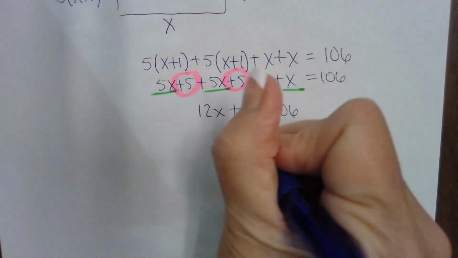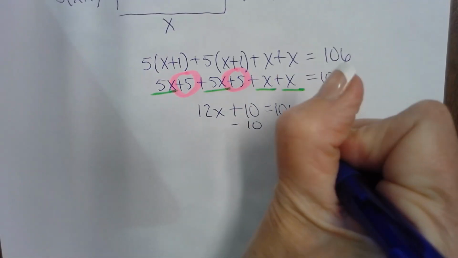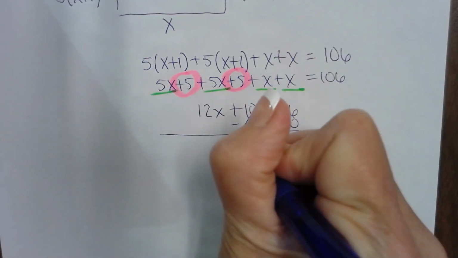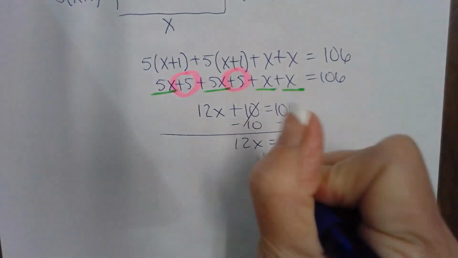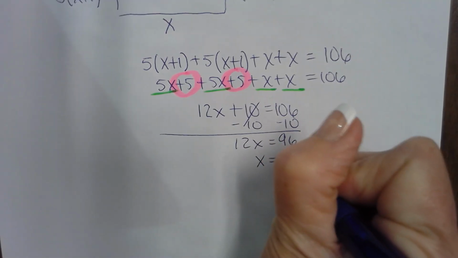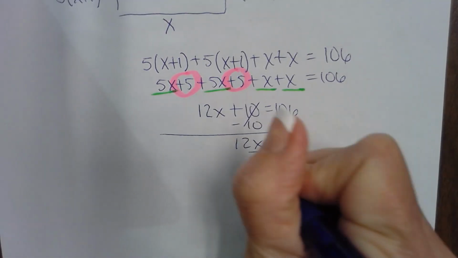So I'm going to subtract 10 on both sides. And I get 12x equals 96. And then I'm going to divide both sides by 12, and I get x equals 8.